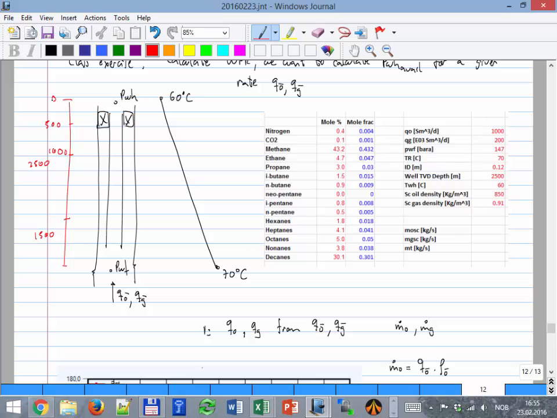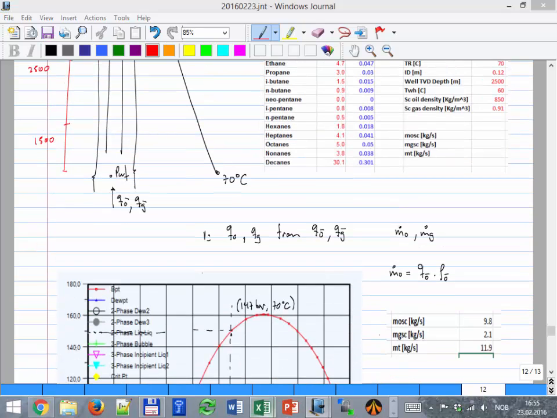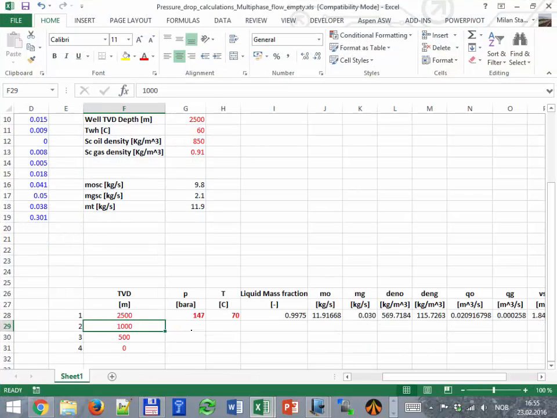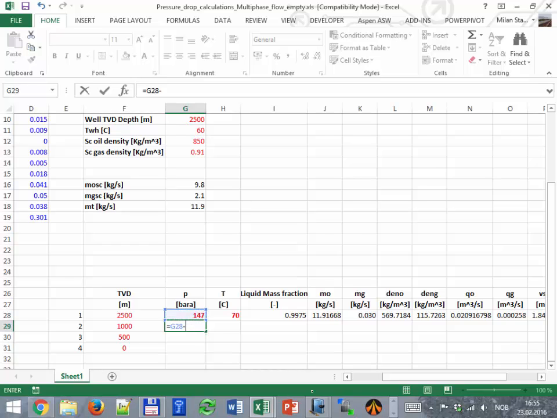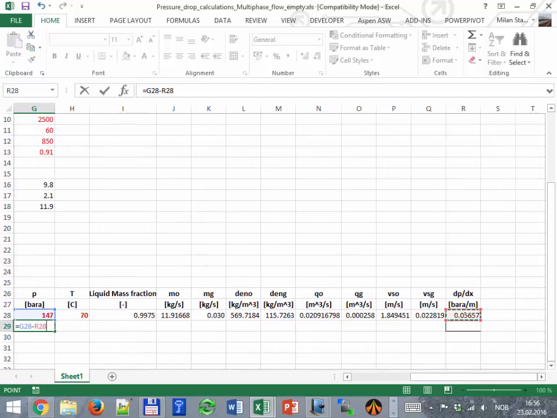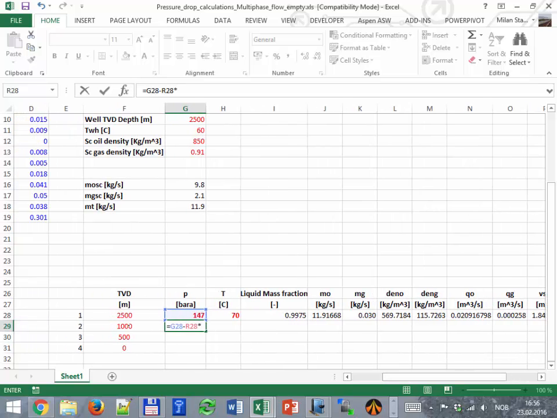Actually, we're using kind of a non-even spacing, because maybe we are assuming that the pressure drop won't be very much here, but here, when more gas is evolving, we have to use a very fine discretization. So how much is that going to give us? The pressure is equal to the pressure before minus the gradient times the distance, and the distance is this number minus this number.